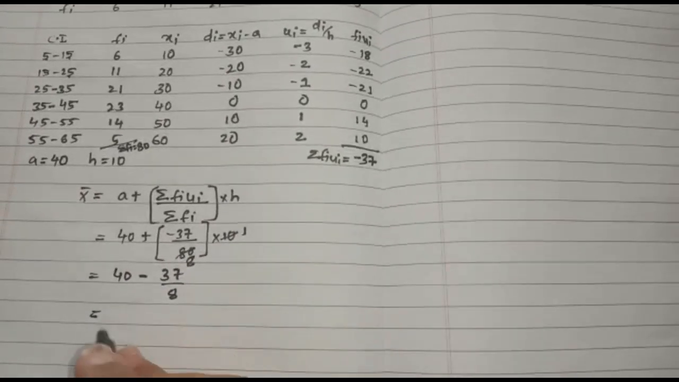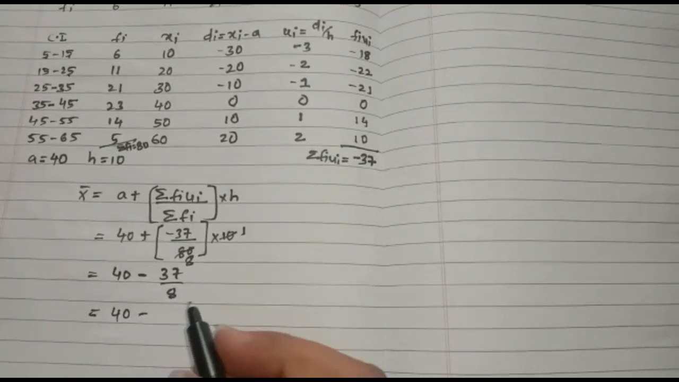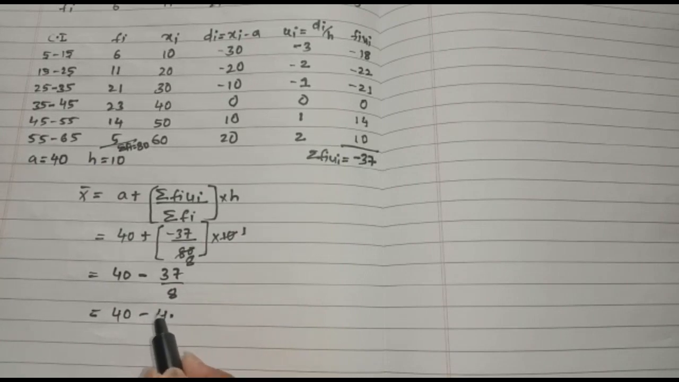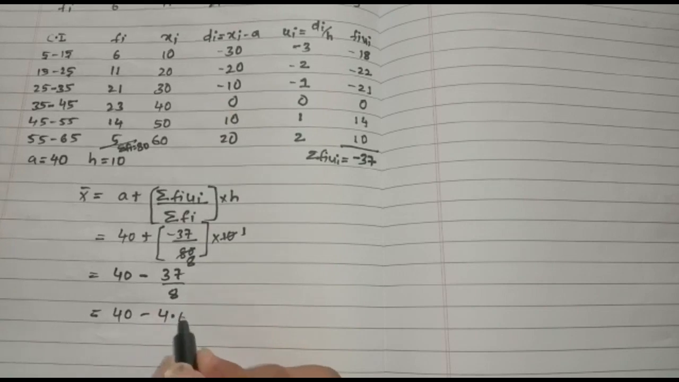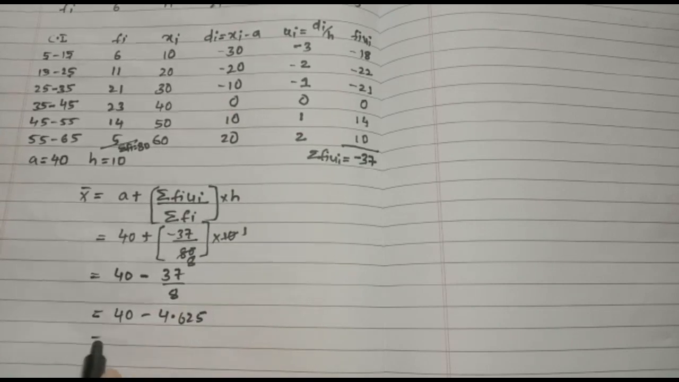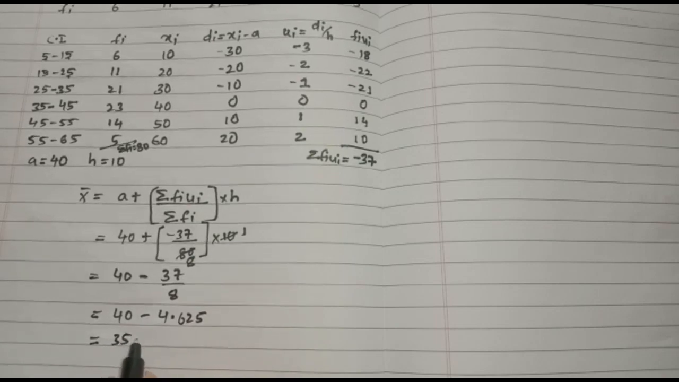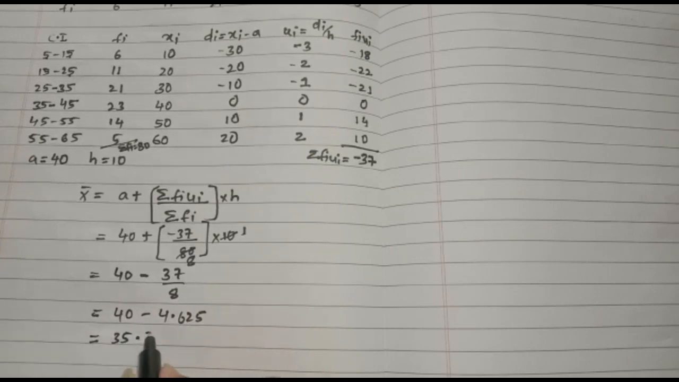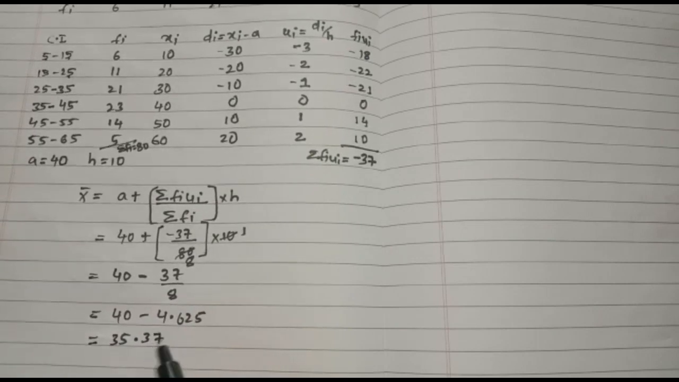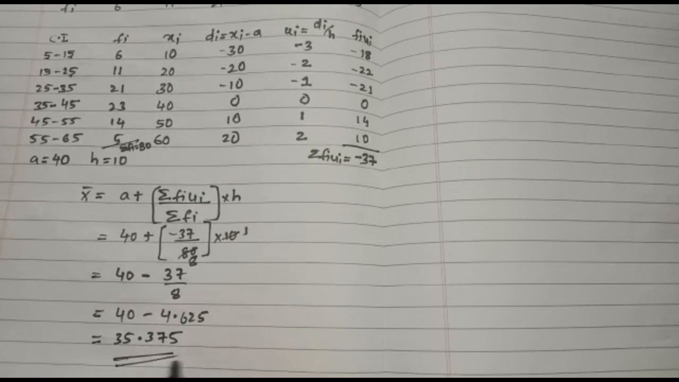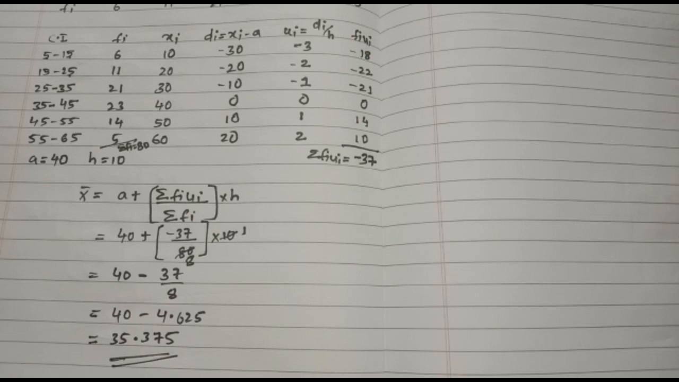Now 40 minus 37 by 8. When you divide it, you will get 4.625, and when you subtract, you will get the value 35.375. This is the answer. This is how we can find the mean by step deviation method.